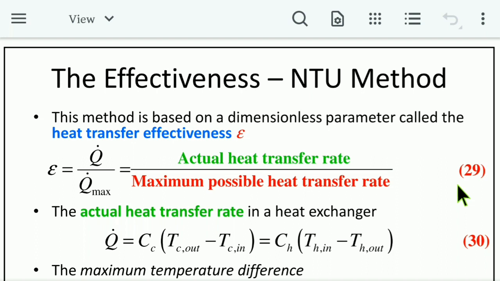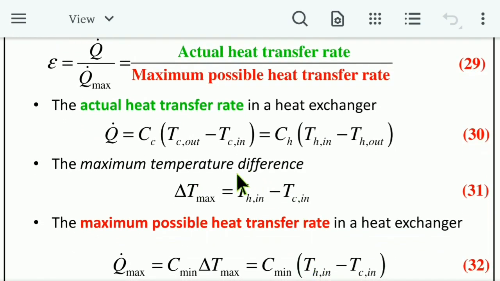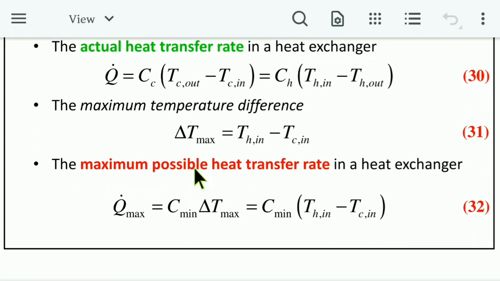So the actual heat transfer rate in a heat exchanger is Q dot equal to Cc into Tc out minus Tc in, equal to Ch into Th in minus Th out. This is for cold fluid and this is for hot fluid. So the maximum temperature difference is del T max equal to Th in minus Tc in, and the maximum possible heat transfer rate in a heat exchanger is Q dot max equal to C min del T max, equal to C min into Th in minus Tc in. This is equation 32.